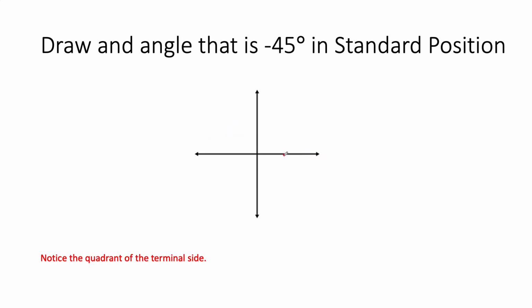Negative 45, going to land down here in quadrant 4. 45 going to be important. Coming back to our 45-45-90s. There's negative 45, starts out to the right, goes down. We land in quadrant 4.